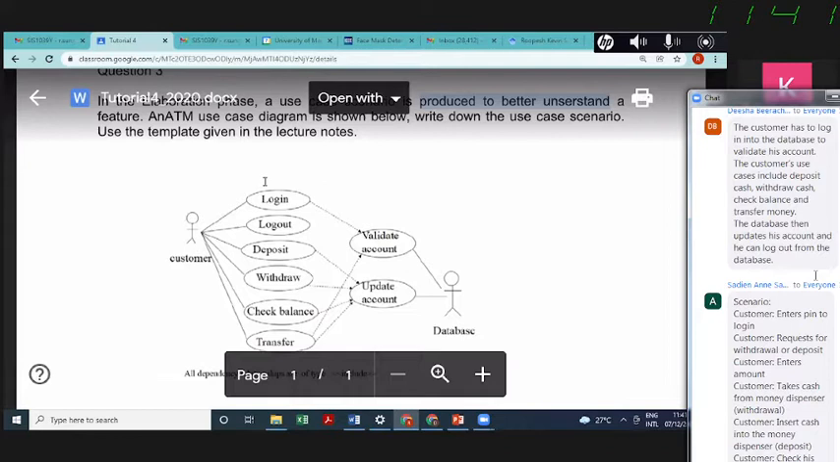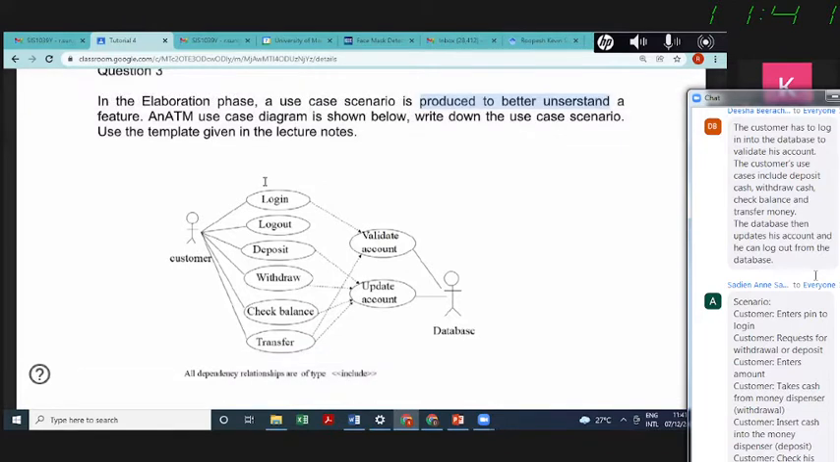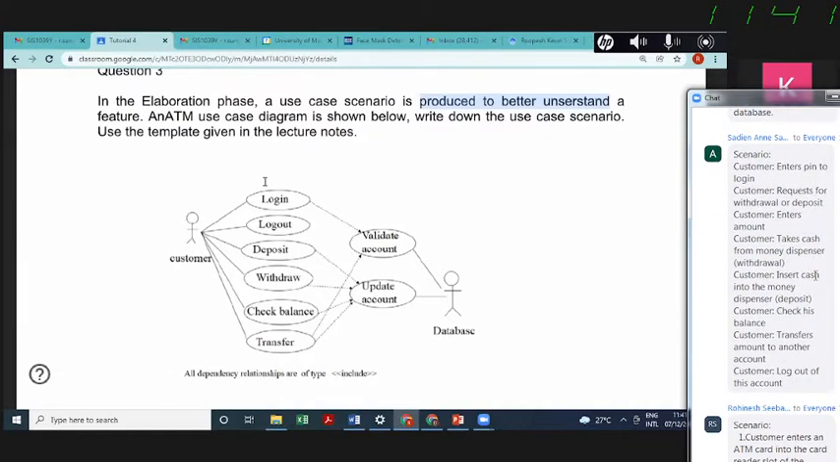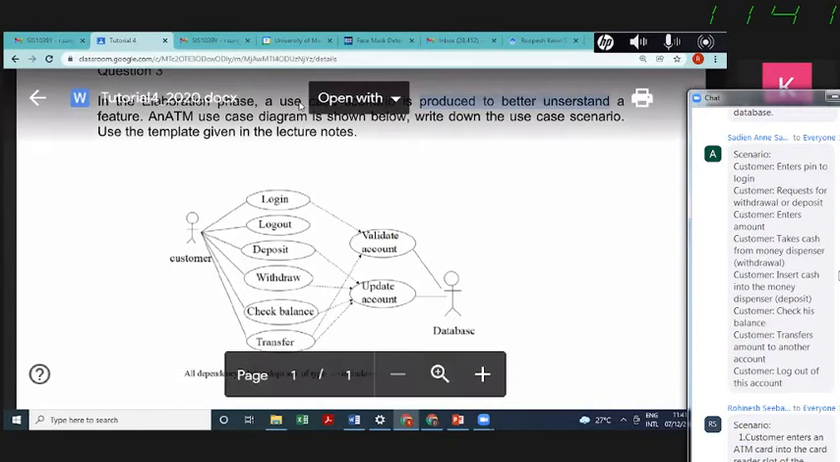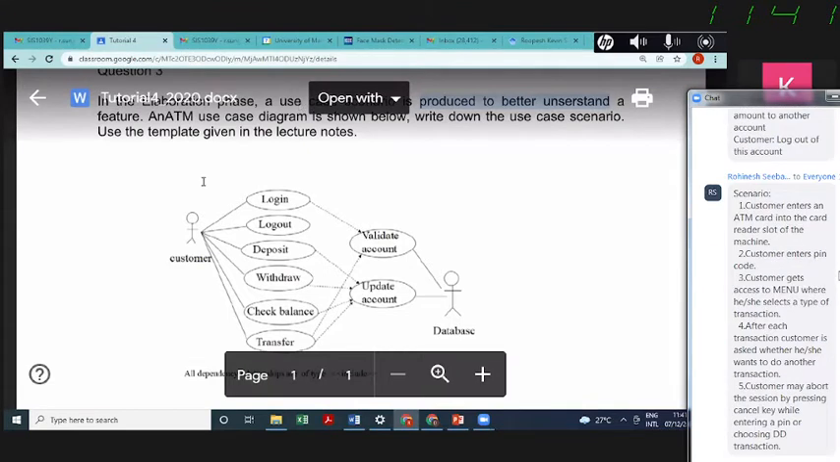Then we would have a scenario. Customer inserts code to log in, customer enters passcode, and customer selects amount to deposit or withdraw or transfer. Okay, thank you for your answer.